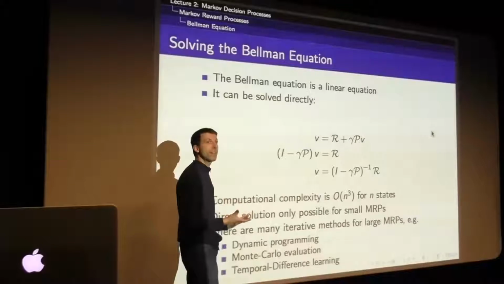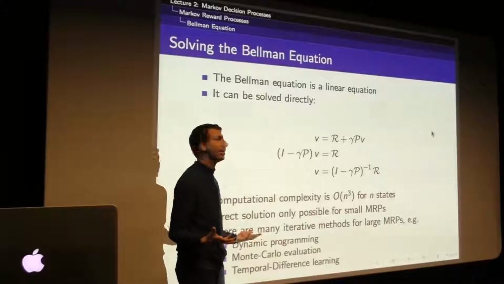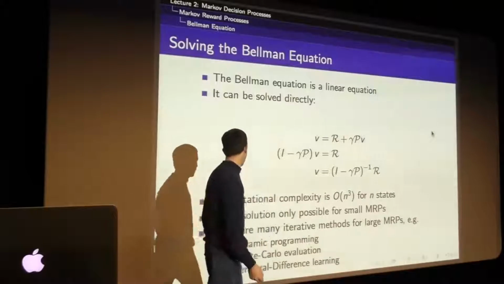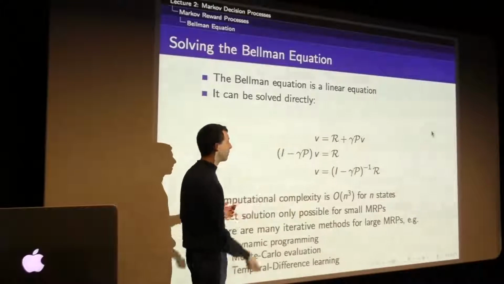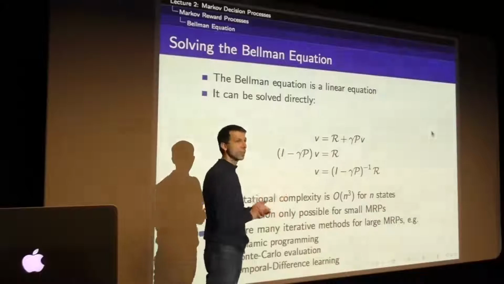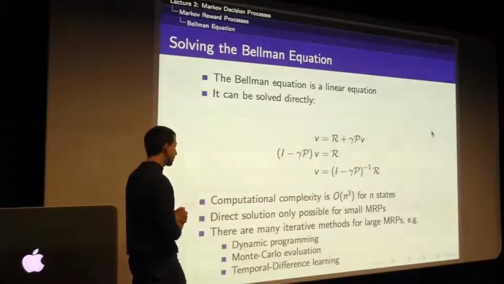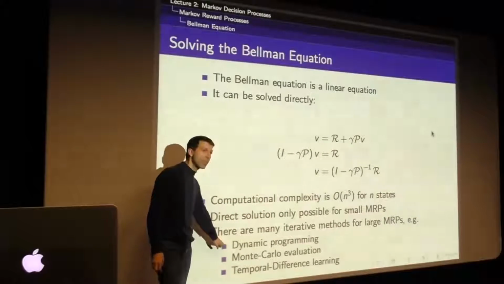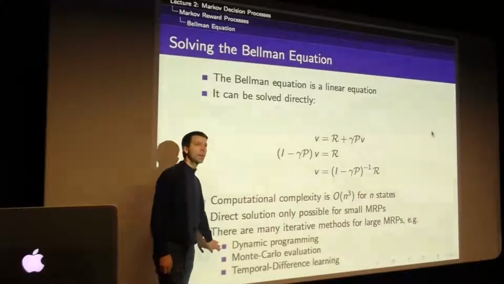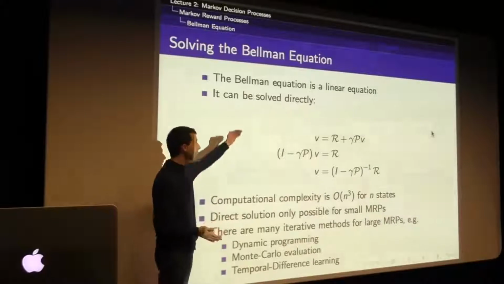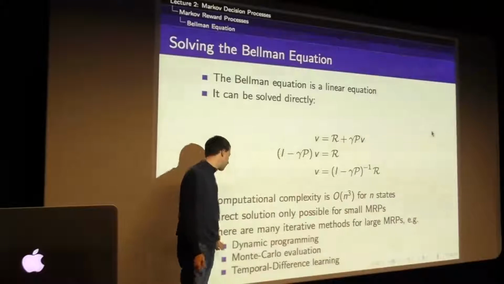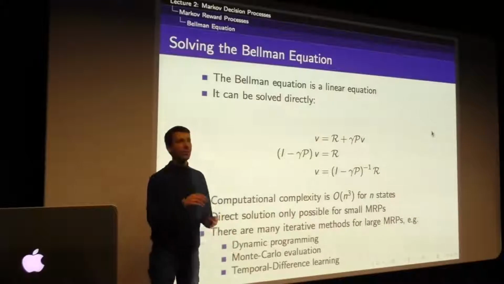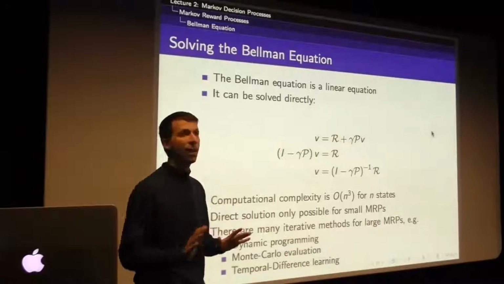We need to be able to efficiently figure out what's the value of being in this state. We can't always do this. But it is nice to know that for small Markov reward processes, we can just invert this thing, and it gives us some intuition into what's going on. So next class is dynamic programming. That's a very well-known class of methods for basically doing this more efficiently. Then we'll talk about Monte Carlo evaluation and temporal difference learning. The next couple of lectures are basically doing exactly that.